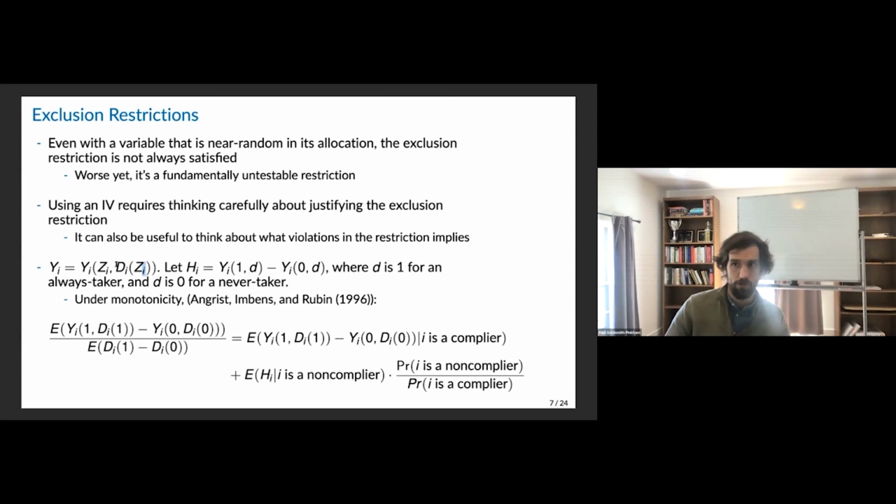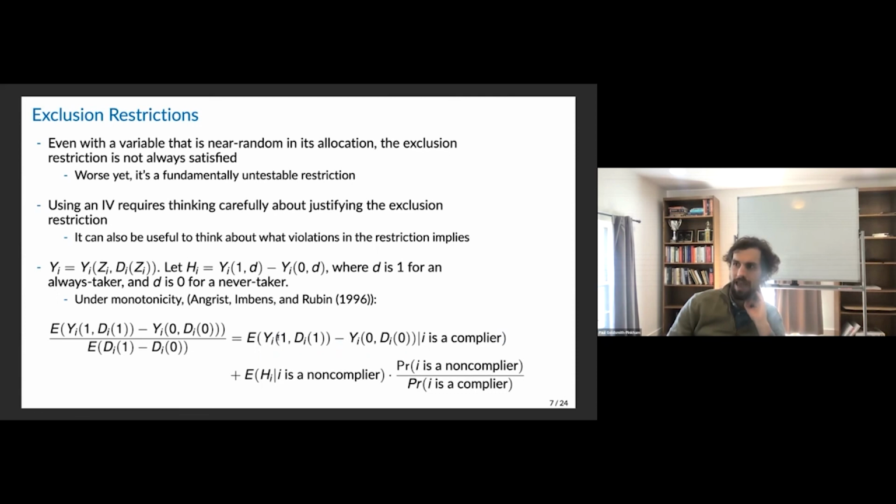Call H the effect for the exclusion restriction violation. You can talk about H here being the effect that happens through the always taker and zero through the never taker. What Angrist, Imbens, and Rubin show is that if you take this estimand, which we had talked about, it's basically two pieces. It's the effect from the complier group, so it's the average effect of the instrument through the complier group.